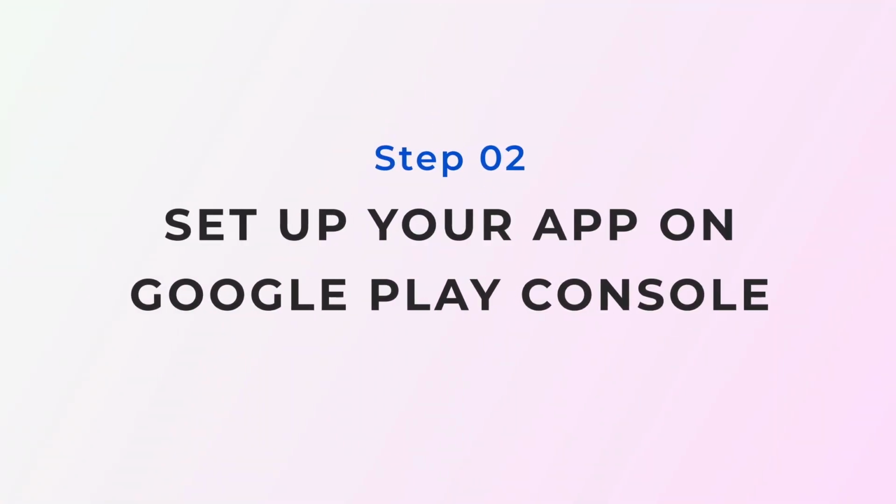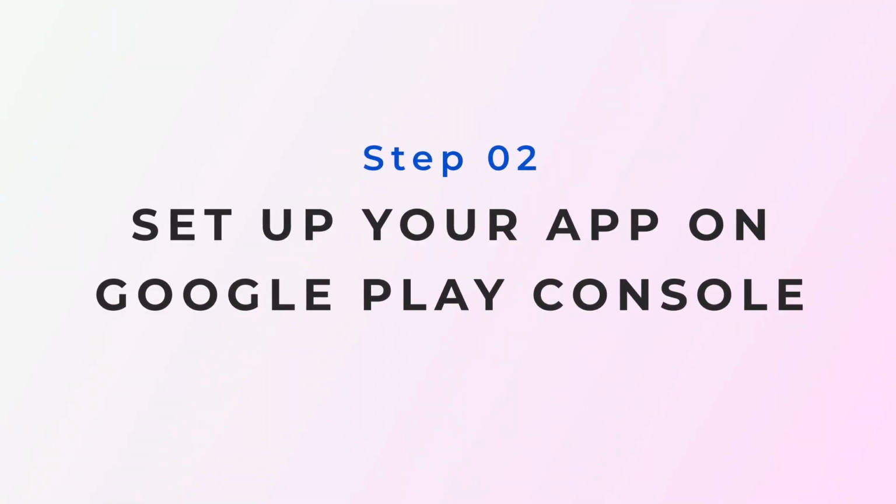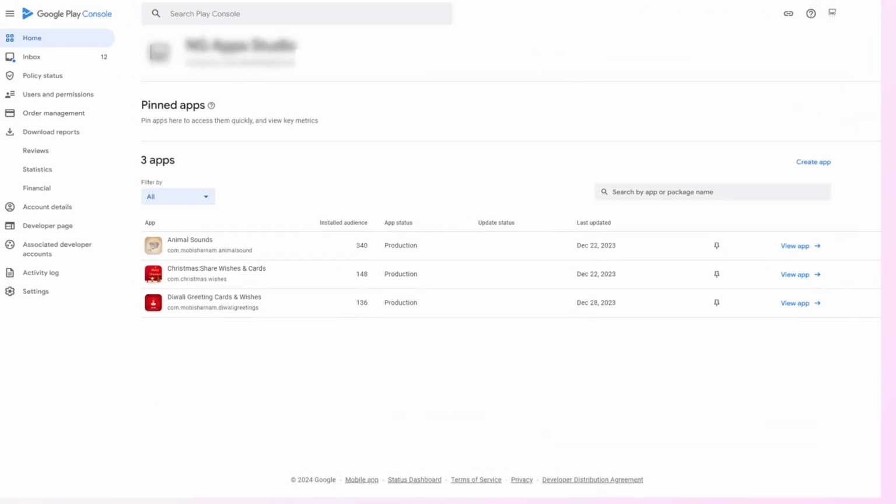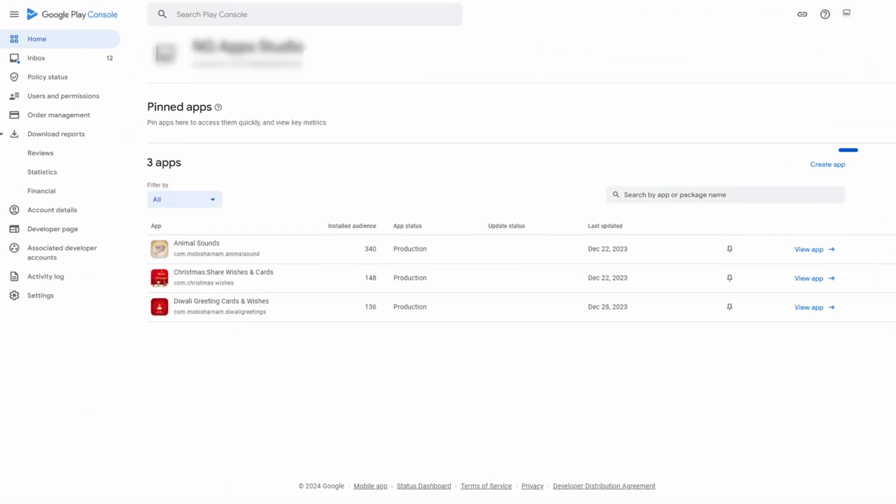on Google Play Console. To set up your app in the Google Play Console, sign into your Google Play Console account, and you'll see this home screen. Now, click on the Create App button to create a new app. Let's fill in the app details.